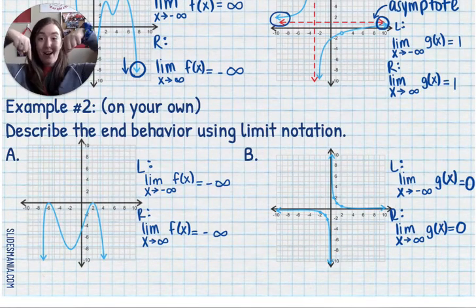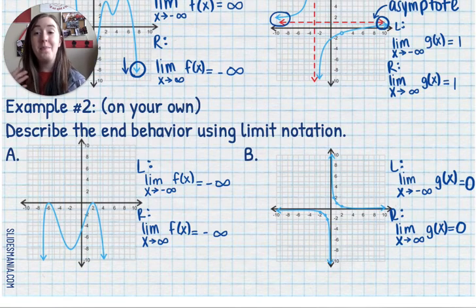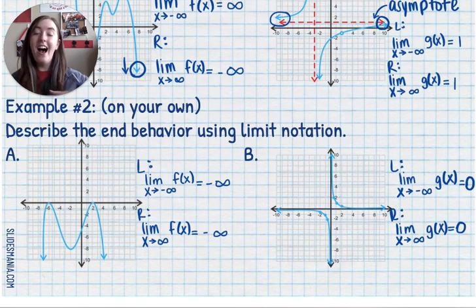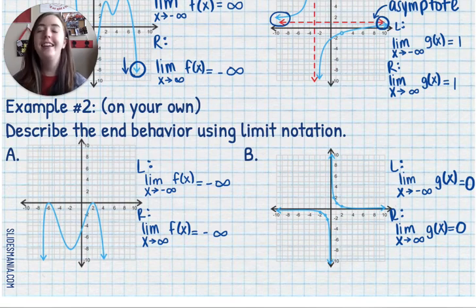Down here, my graph goes down on both sides. So on both the left and the right side limit, my function will be approaching negative infinity. And over here, over on B, even though they didn't actually graph out our asymptotes, we have an asymptote right there at y equals 0, and we can see how our graph is approaching 0 on both the left and the right. So that's what our end behavior is equal to.